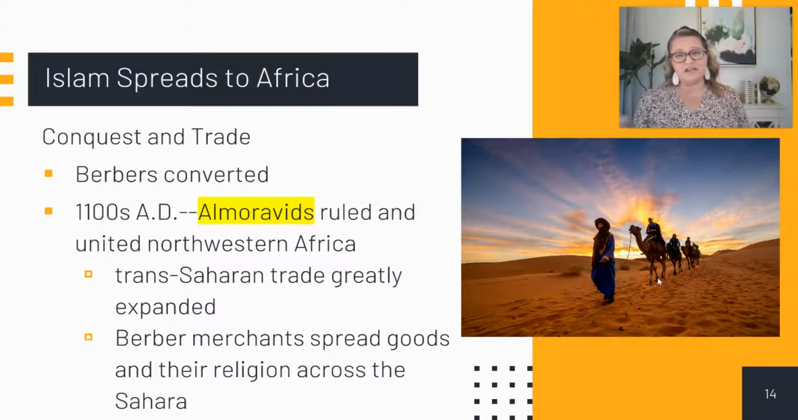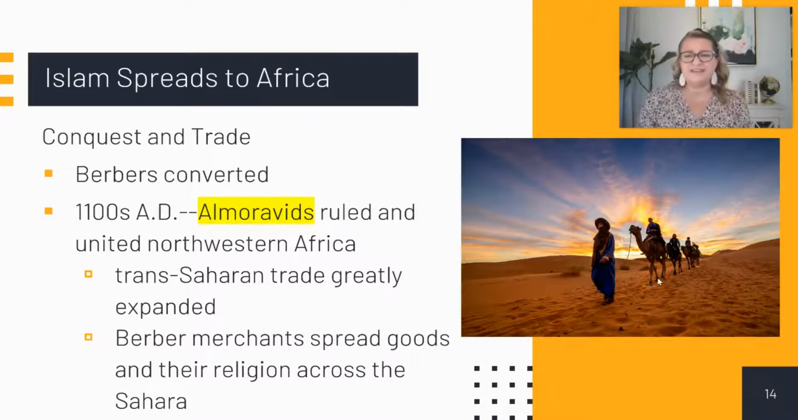Remember, the Berbers are the native people of North Africa. It wasn't always an easy transition, however. There was a lot of conflict between the Muslims and Berbers during this time. And in fact, in the 1100s, a group of Muslims called the Almoravids ruled and united northwestern Africa.